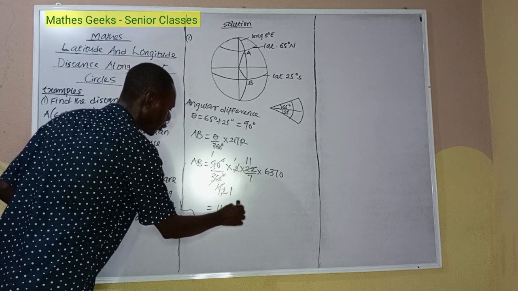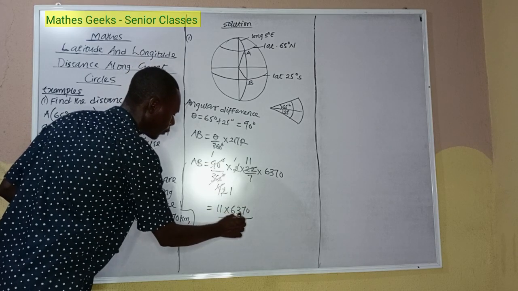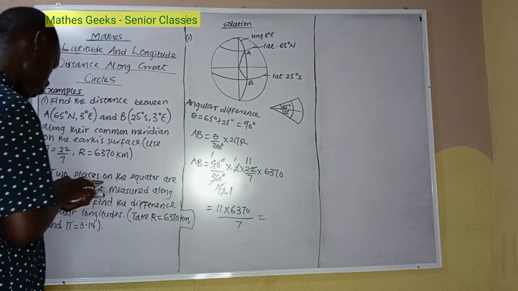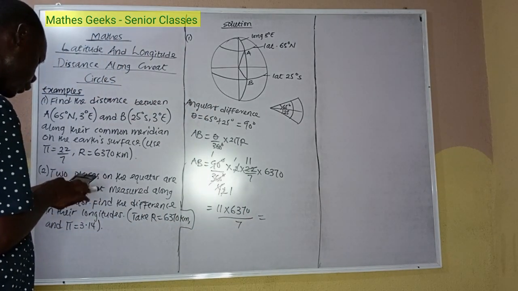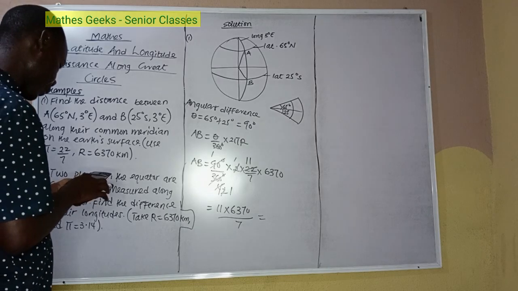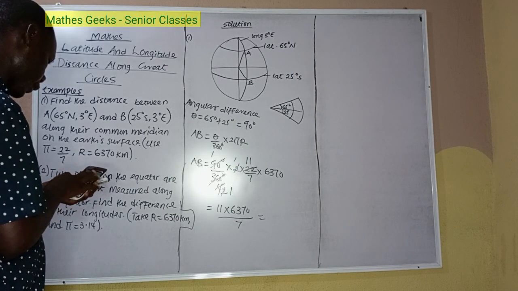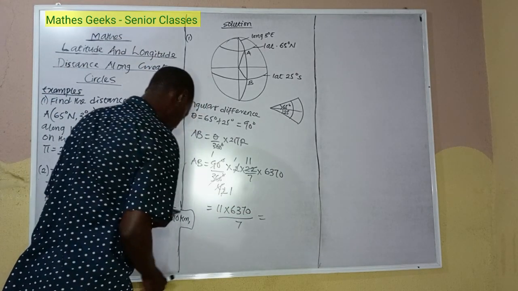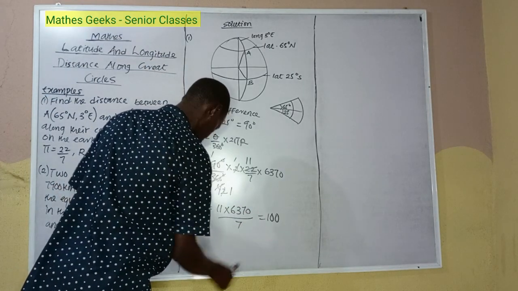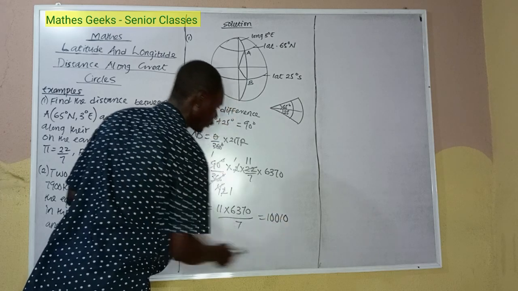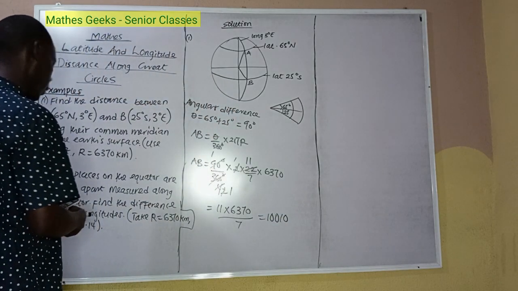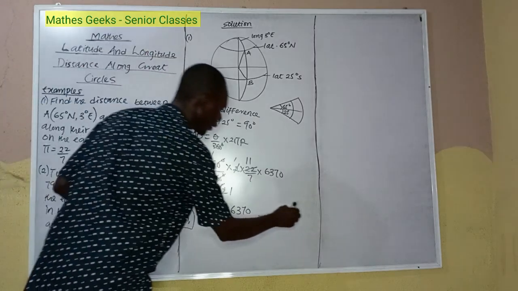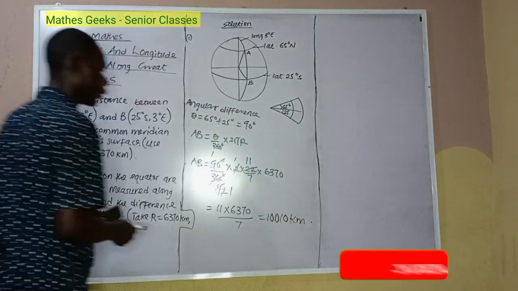11 times 6,370 divided by 7. This will give us 10,010 kilometers. So our answer is 10,010 kilometers.